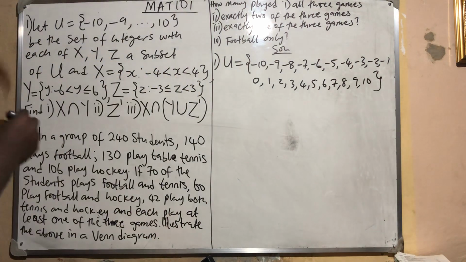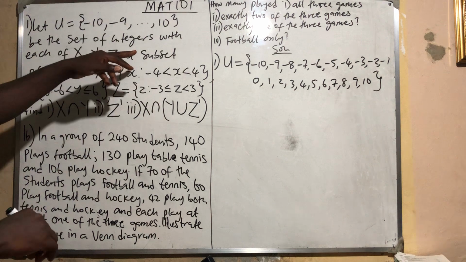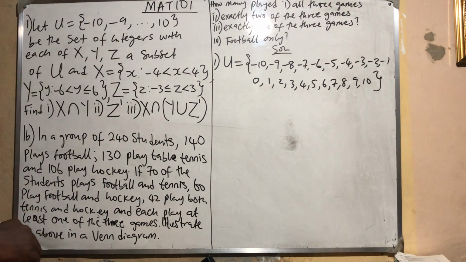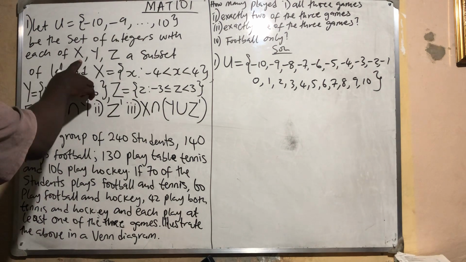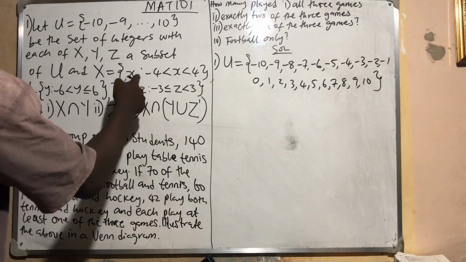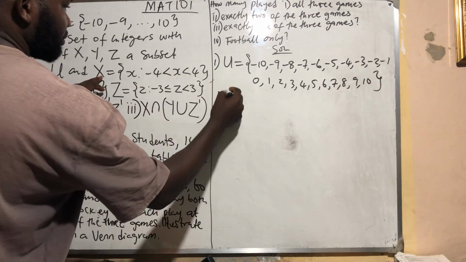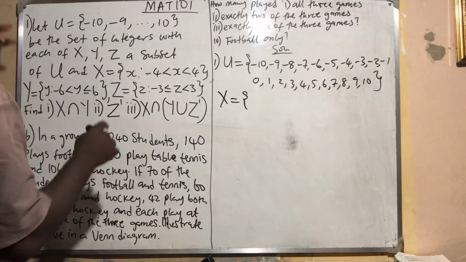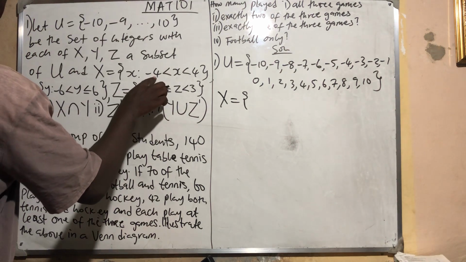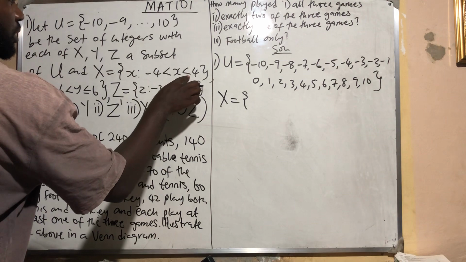This is my universal set, and they say that U is the set of integers, with each of x, y, z a subset of U. It means that x, y, and z are gotten from here. And then look at what they say: x is a set of small letter x such that minus 4 is less than x, which is less than 4.